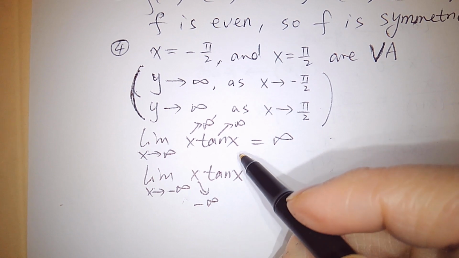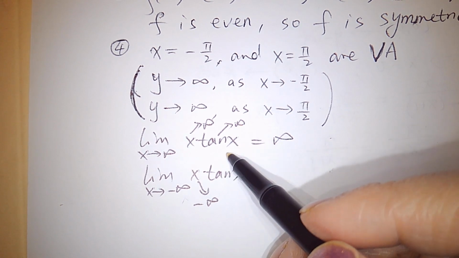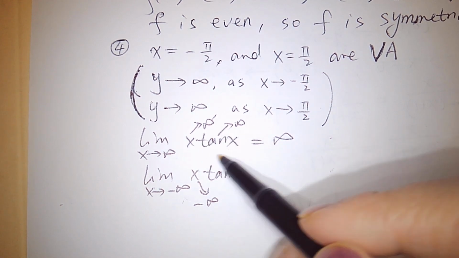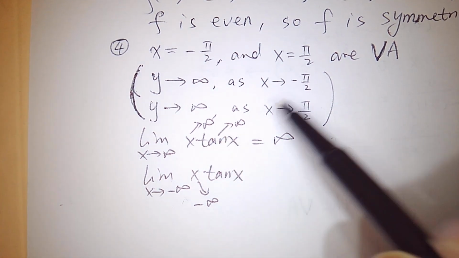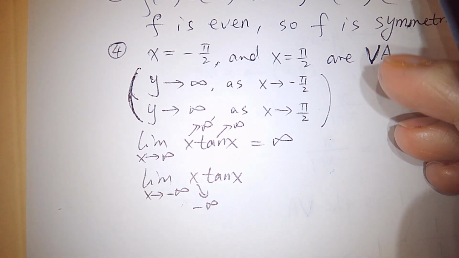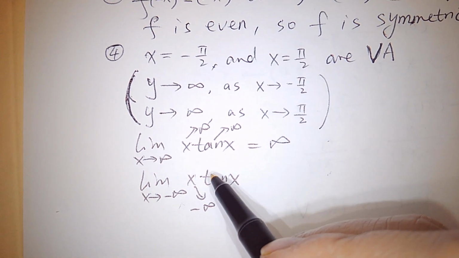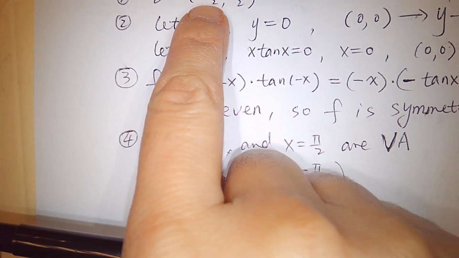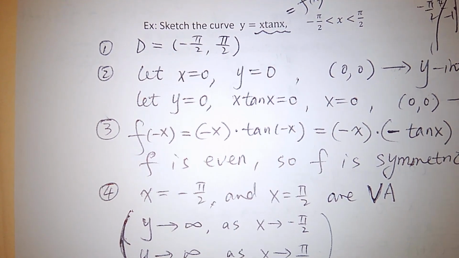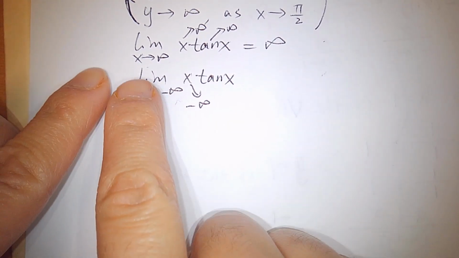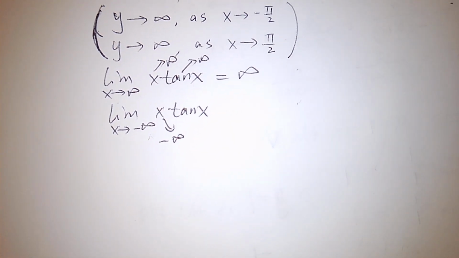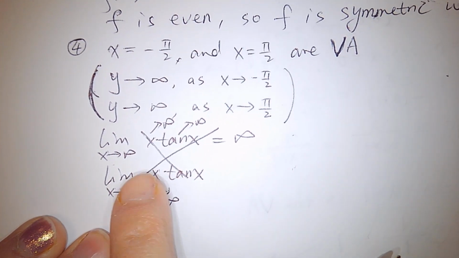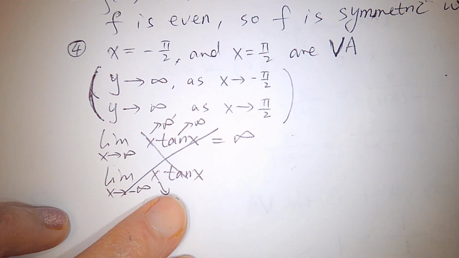I shouldn't say tangent of infinity equals infinity, because tangent of x is bounded, it's periodic. Here, we're not checking this, sorry, because the domain of the function is between negative pi over 2 and pi over 2. So we will not talk about what the graph looks like when x goes to infinity or negative infinity. I would say we're not checking this. So there's no horizontal asymptotes.